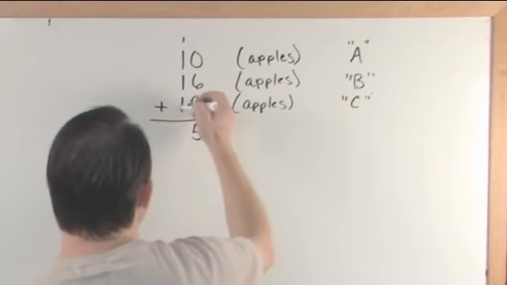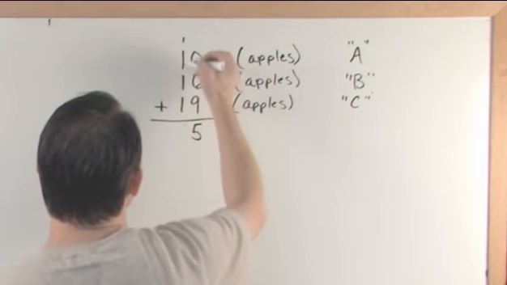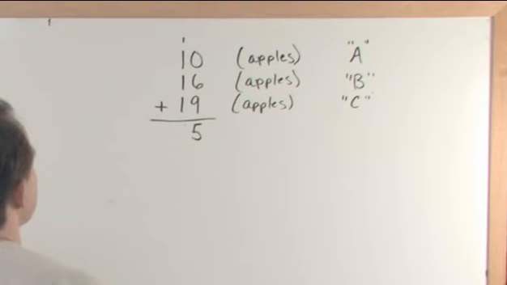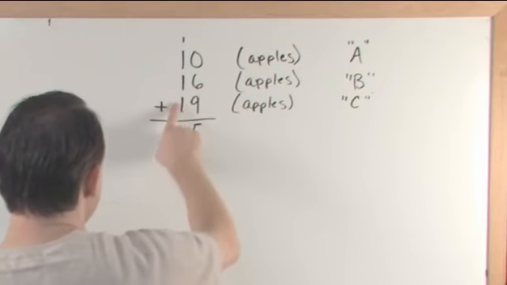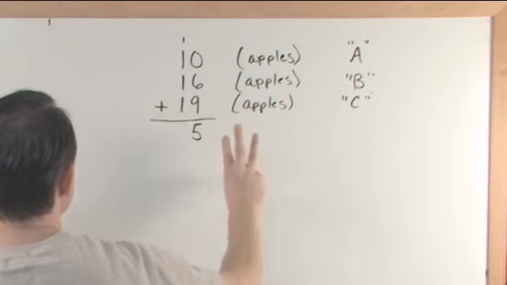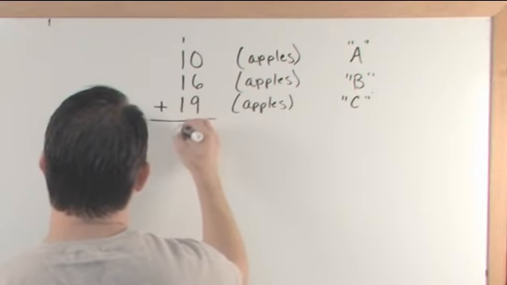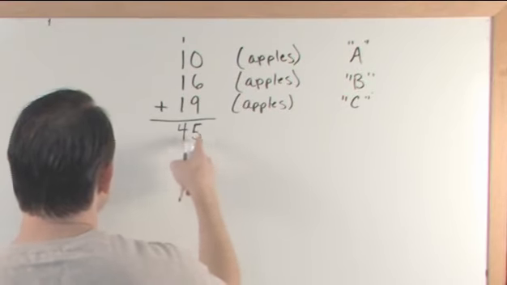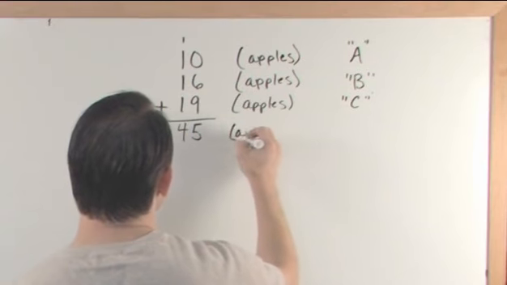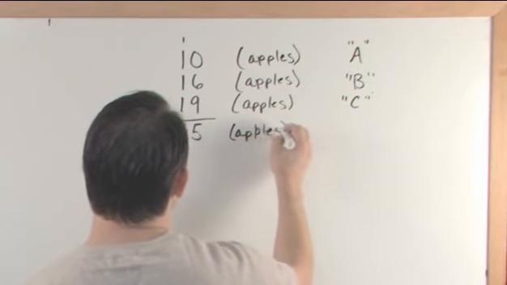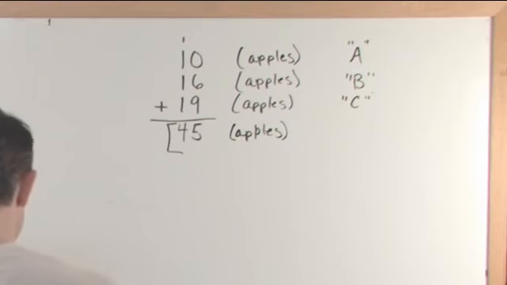Now we add this column up. 1 plus 1 plus 1 plus 1 should give me 4, right? 1 plus 1 plus 1 plus 1 gives me 4. So this column becomes a 4. So it's 45 what? 45 apples. Okay, that's how many apples in all.